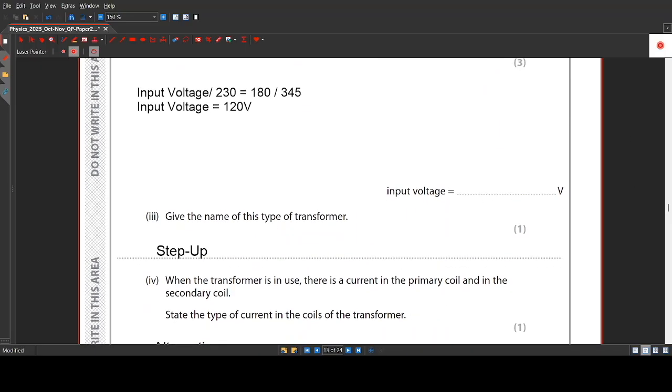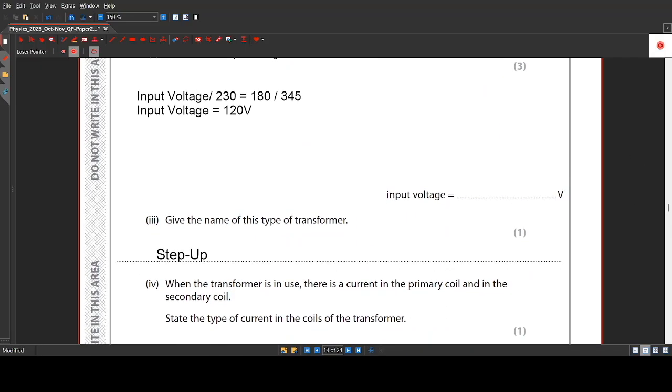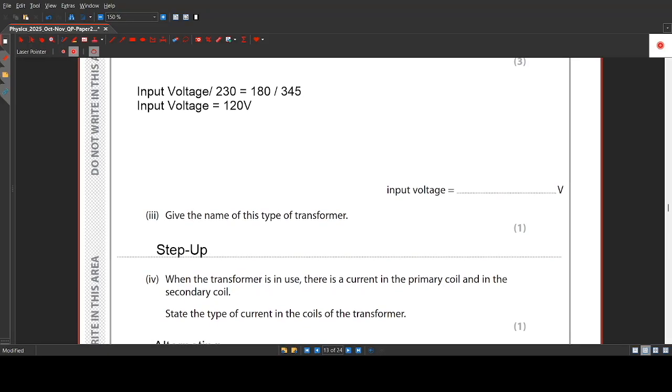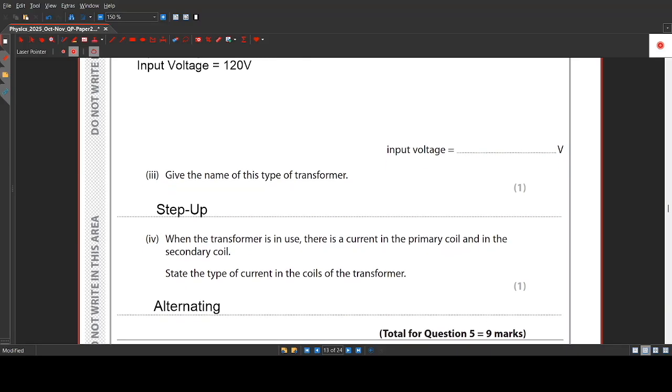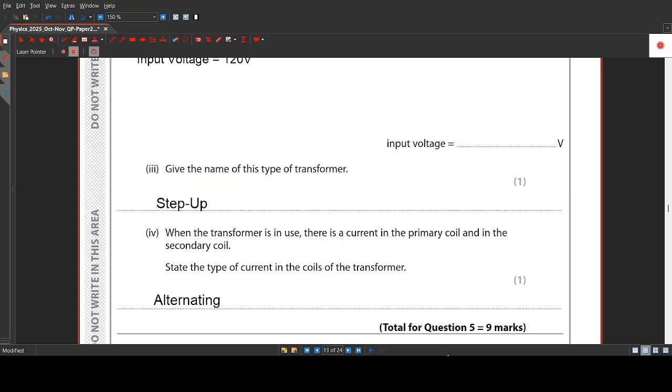The last question: when the transformer is in use, there is a current in the primary coil and in the secondary coil. So, what is the type of current in the coils of the transformer? Always remember that there is always an alternating current in the coils of a transformer. A transformer can only work when there is an alternating current in its coil. It can't work with DC. It can only work with AC. So the type of the current will be alternating. Alright, I hope you have understood this question as well.